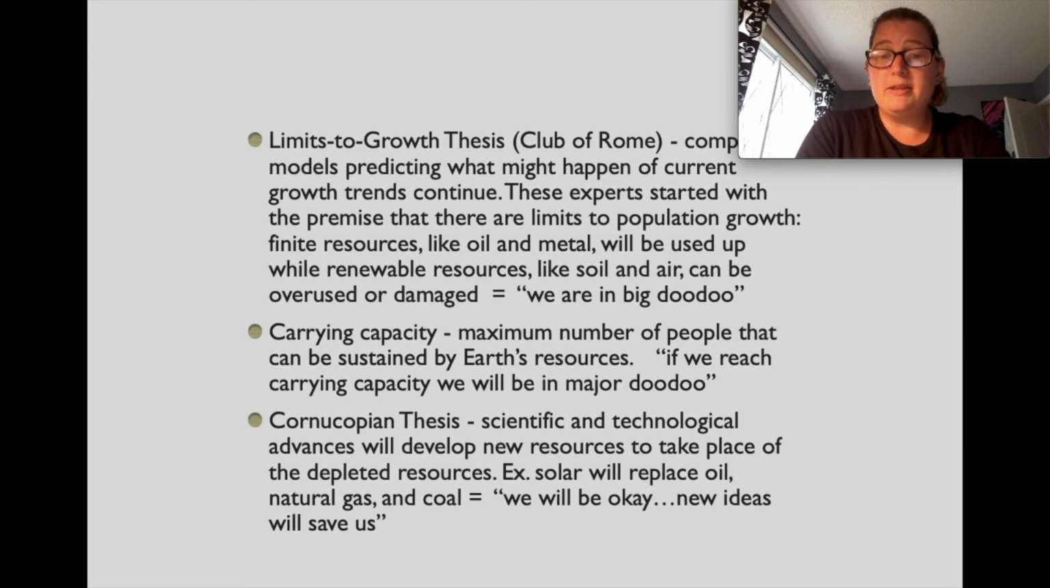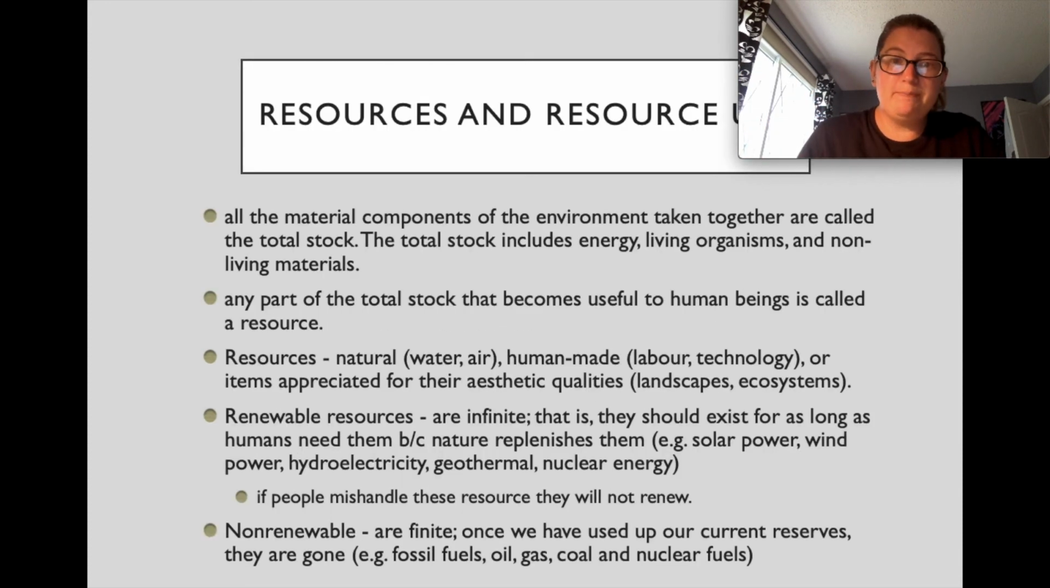And then the cornucopian thesis: technological advances will develop that will allow us to survive. So it'll be okay, new ideas will save us. In terms of COVID-19 right now, a lot of people would argue that this is the Earth rebalancing itself, potentially.